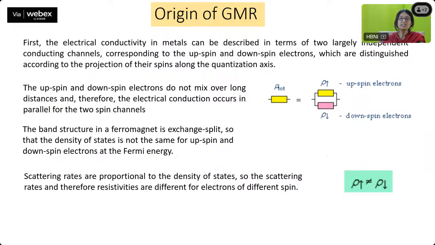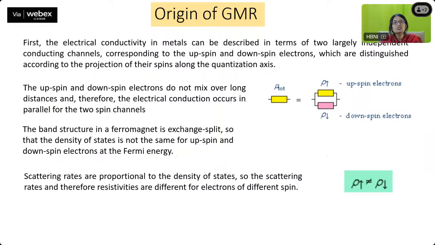So first you have to understand the electrical conductivity in metals. It can be described in terms of two largely independent conducting channels corresponding to the upspin and the downspin electrons, which are distinguished according to the projection of their spins along the quantization axis. So upspin and downspin electrons do not mix over long distances, and therefore the electrical conduction occurs in parallel for two spin channels.